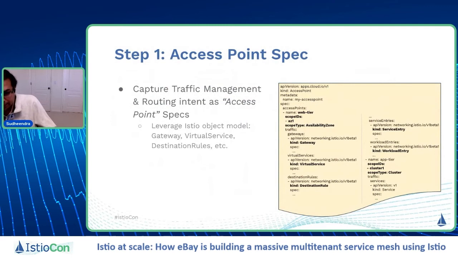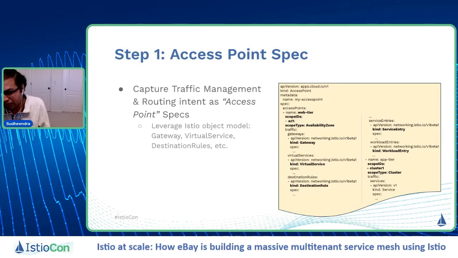So talking about the unified specs to capture the traffic management and intent, one of the things we did is to leverage Istio objects. What we essentially did is, we took the different objects of Istio, like gateway, virtual service, destination rules, service entries, and workload entries, and we embedded them into this higher level access point specification. Some of the main things to notice here are that the access point spec has what are called scope IDs.